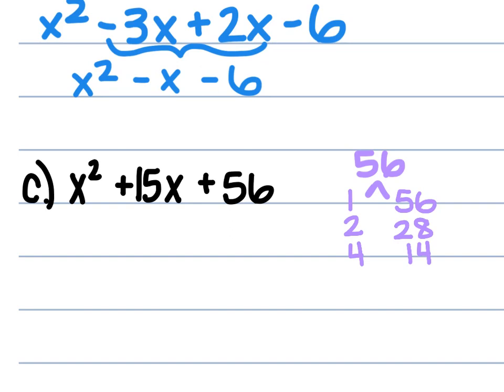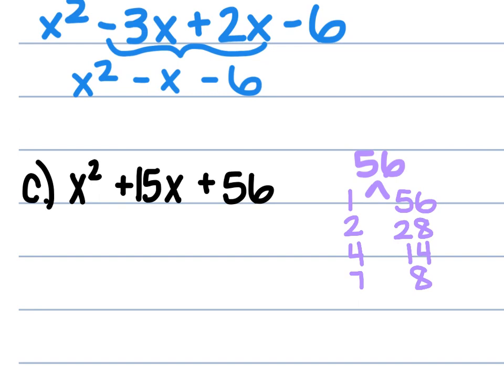Does 5 go into 56 evenly? No. Does 6 go into 56 evenly? No. Does 7 go into 56 evenly? Yes. 7 times 8 is 56. If we keep going, we're going to go to the 8, and that's going to be 8 times 7. Then the next one will be 14 times 4, 28 times 2, and 56 times 1. So we can stop there.